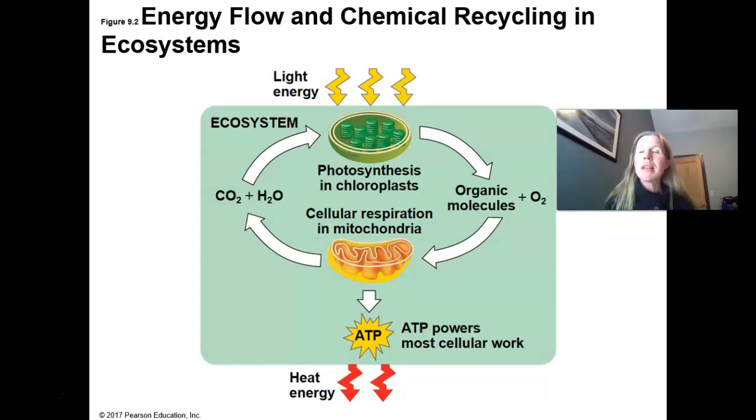Matter is handled very differently in an ecosystem. It cycles. Remember, the plant or algae or bacteria is taking in CO2 and water and converting that into another molecule, say glucose and oxygen. And then the mitochondria takes that glucose and oxygen and makes CO2 and water, and round it goes. So energy flows in one direction through a system. Matter is going to be recycled in that system.